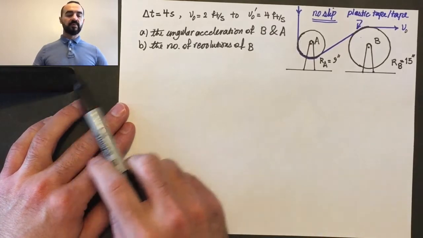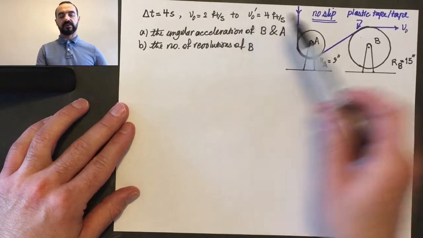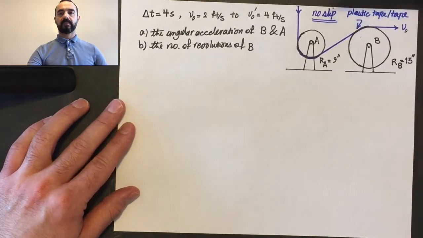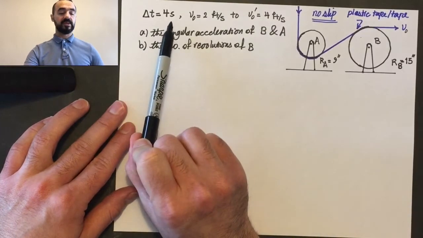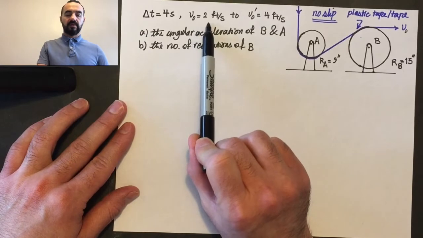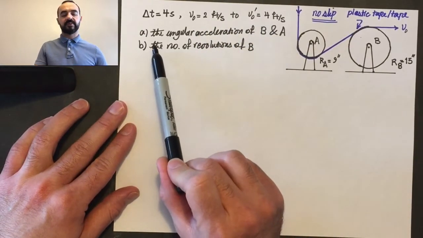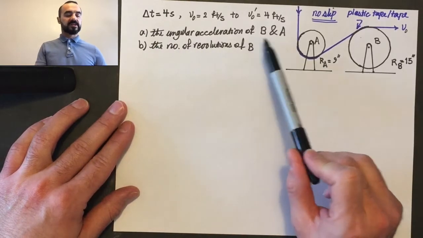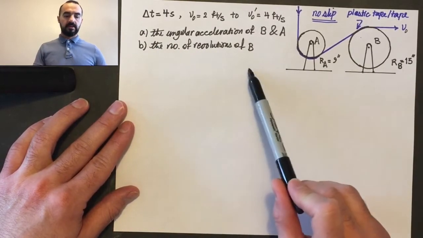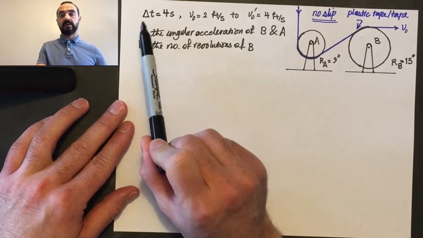Now, let's say that the velocity of this tape goes from 2 feet per second to 4 feet per second, and it increases uniformly during 4 seconds. So delta t is 4 seconds; initially the velocity was 2 feet per second, and now it's 4 feet per second. The problem asks us to compute the angular acceleration of B and A, and the number of revolutions of B during this delta t.